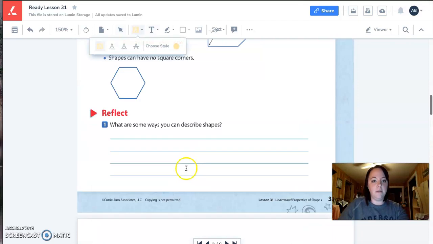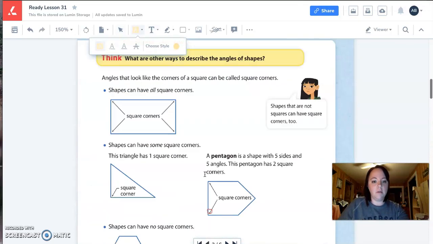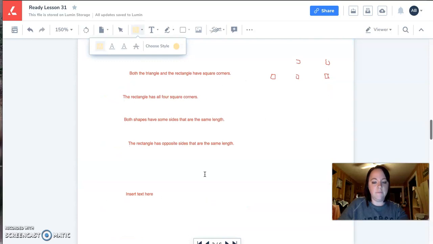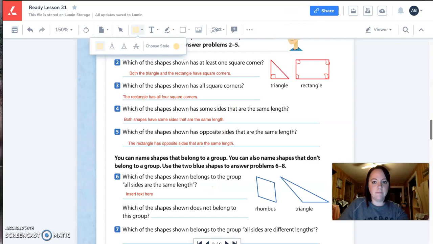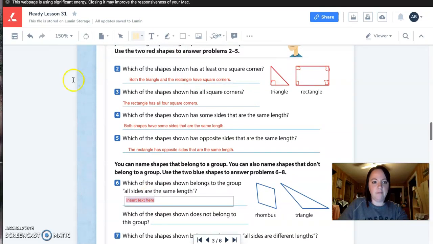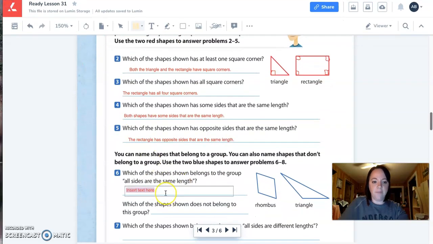Whoa, what just happened? Ms. Barker lost her page here. There it is. Okay, I think I got it. Okay. Sorry, guys. The page reset.